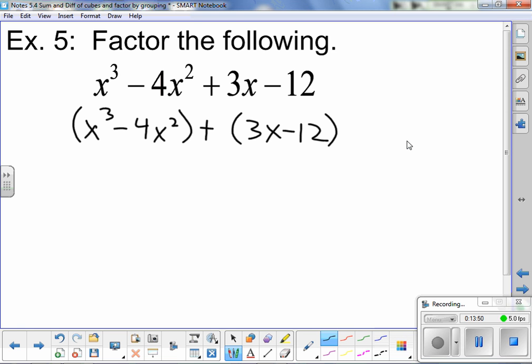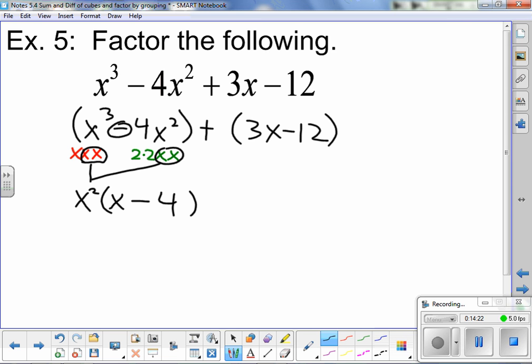Now, what you can do to help yourselves out, if you're having trouble figuring out what they have in common, is prime factor each part. So, for example, x cubed is x, x, and x. Here's another color. 4x squared can prime factor into a 2, an x, and x. And then you just ask yourselves, what do they have in common? So what they have in common are 2 x's. So you can pull those out front. So that's going to be an x squared. And then the leftovers are an x, and there's a minus sign here, so minus 4.